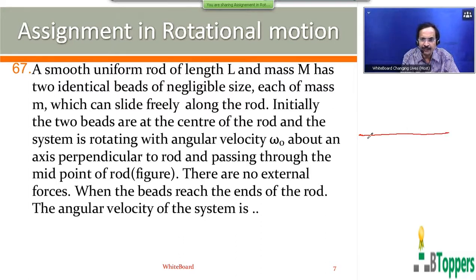Of course, I will be showing you the printed diagram in the next slide. For the time being, you try to make out from the diagram I am drawing roughly on the right side. The two beads, here this is one bead, here this is another bead, each of mass small m. Mass of the rod is capital M. This is the rod.